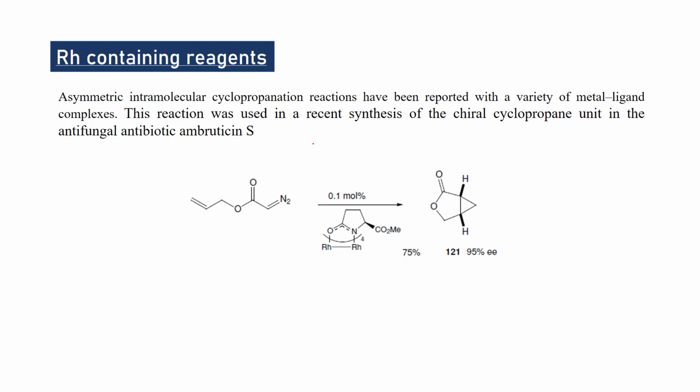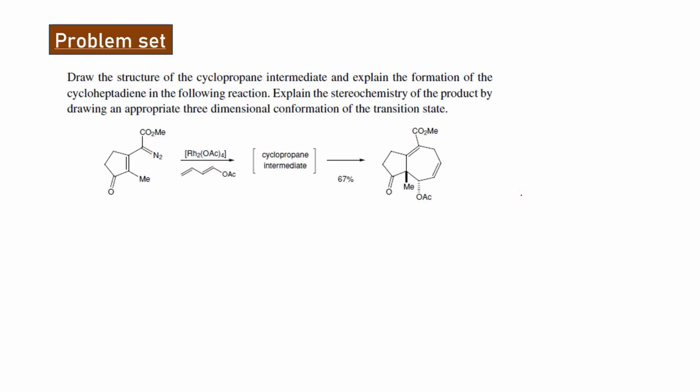This type of reagent can also be used for asymmetric cyclopropanation to synthesize some biologically important compounds like antifungal, antibiotic, antiprotein agents. Here you can see, with a similar mechanism, in presence of rhodium catalyst it will generate a carbene center here, and that gets inserted into this internal double bond in a stereoselective manner and gives us this cyclopropane compound. Based on that, there's one question.